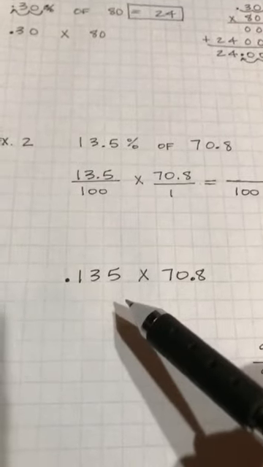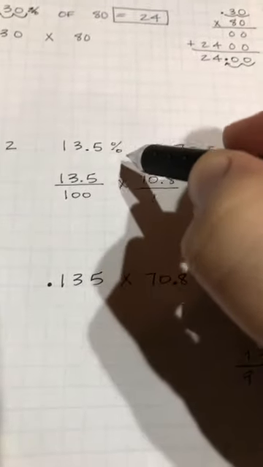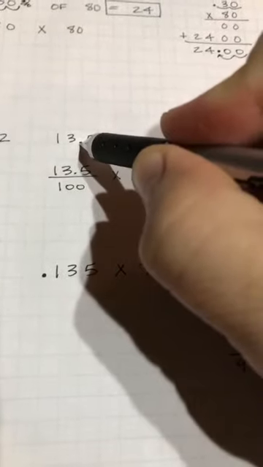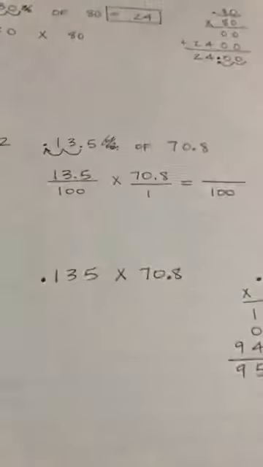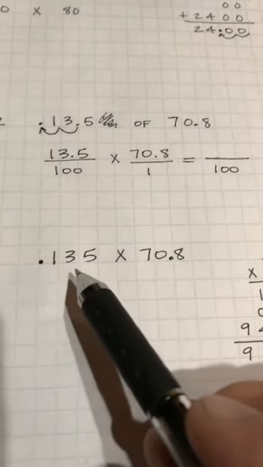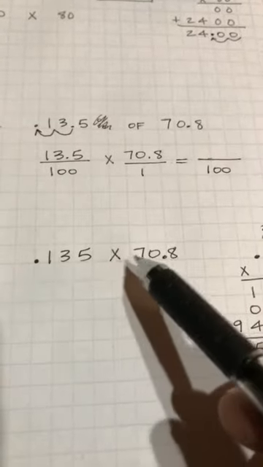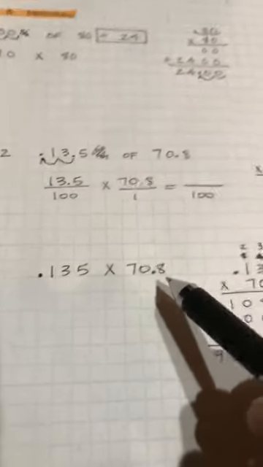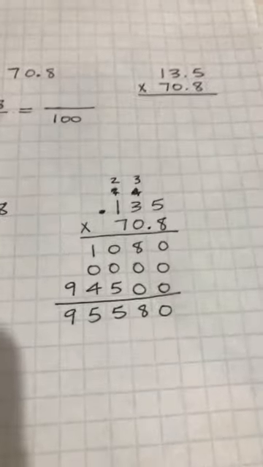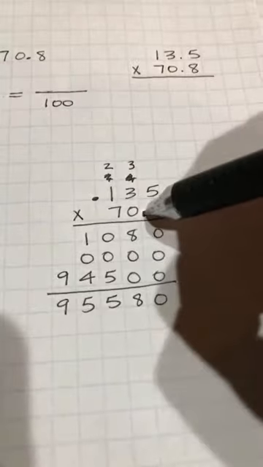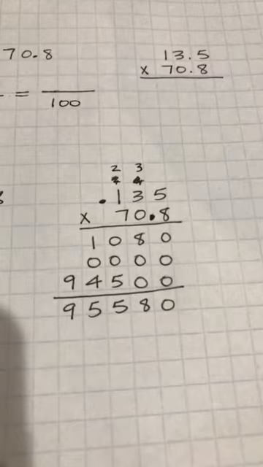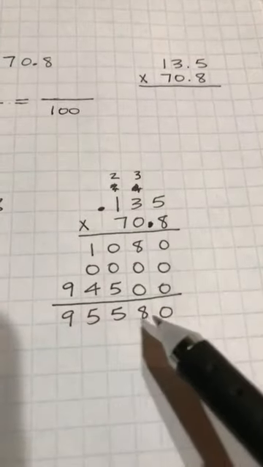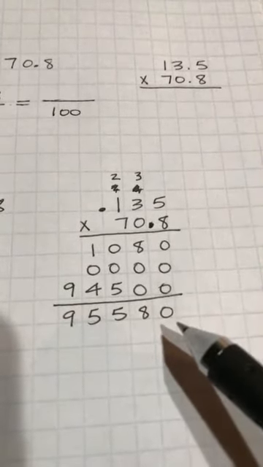So like we did before, to change 13.5% into a decimal, I find the decimal and I move it 2 places to the left. Now it's here, and I get rid of that percent sign, which is what you see right here, and I multiply that by 70.8. I don't need to change that. It's already a decimal. So I come over and I do my multiplication. I ignore those decimal points for just a minute, and I multiply just like I normally would, and then I'm left with my answer right down here, and I've got to put my decimal points back.